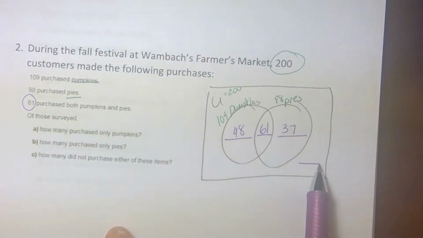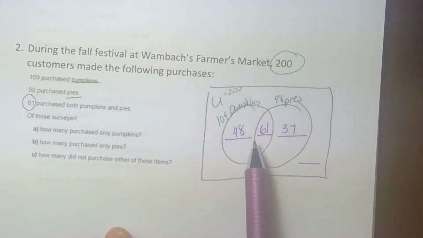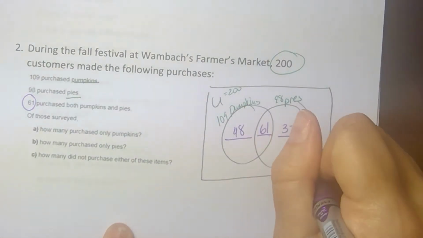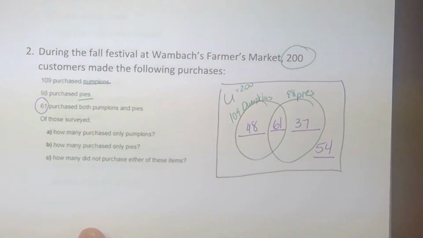How many went but didn't buy anything? Or at least didn't buy either of those 2 things. I'm going to add up these 3 regions, subtract it from the total number of customers, and that tells me that 54 went just to enjoy the farmer's market. Now that I've completely filled in my Venn diagram, I move to the questions.